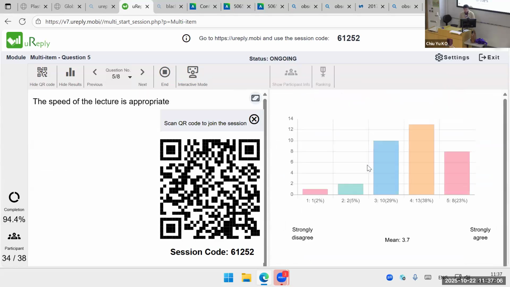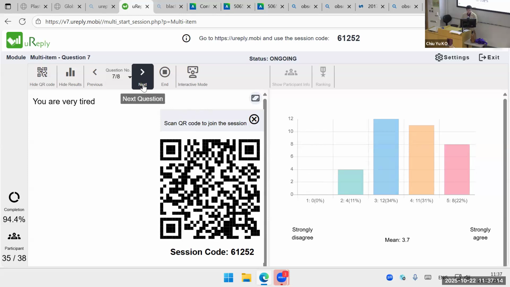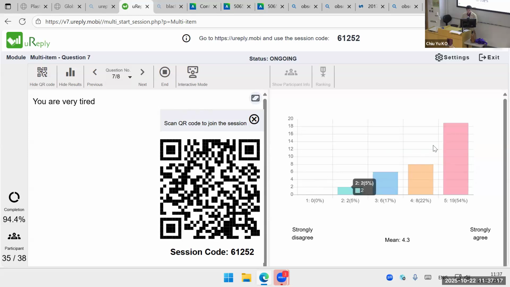So I think I'm losing some of you, because usually I don't see one or two, but now I see some of you. So I'm trying to see, and so along the way we have many people who are very tired.